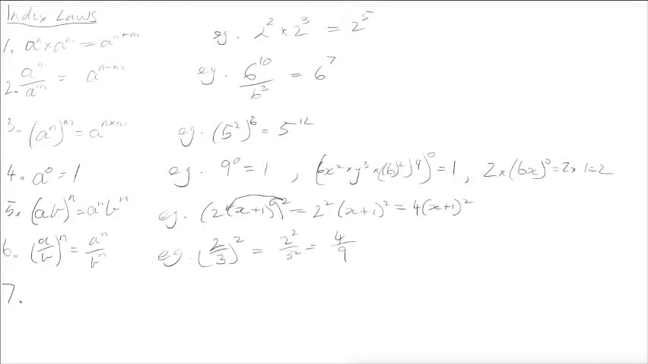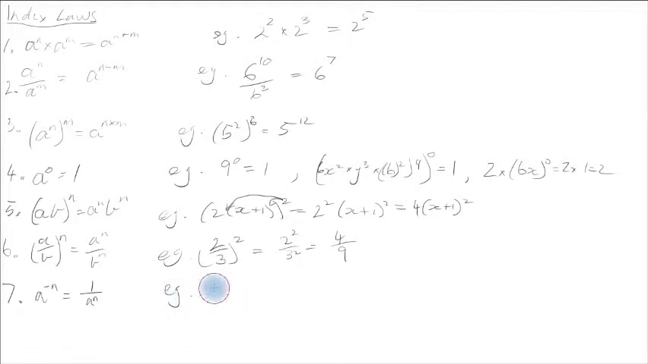Okay, this one has to do with negative powers. So if you have a with a negative index, a to the power negative n, that equals 1 divided by a to the power of n. So we've been using this one before, but let's do a couple of examples anyway.